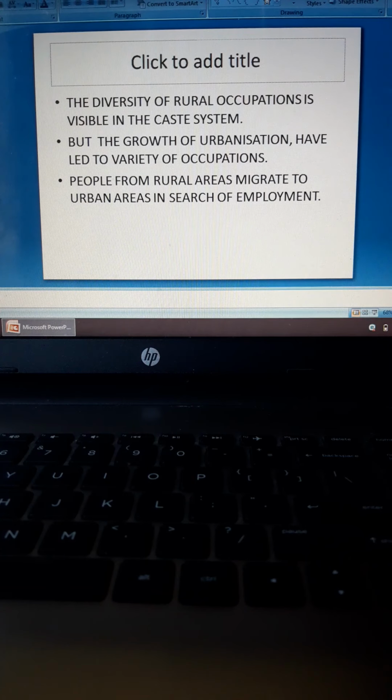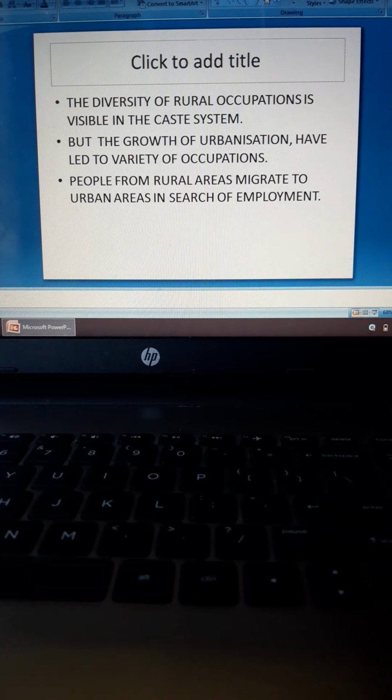The diversity of rural occupation is visible in the caste system. You know how in the caste system, the different caste groups perform different occupations. Like the Brahmins are engaged in priestly activities and in teaching, whereas the Shudras are asked to do menial jobs for the upper caste. They have to serve the upper caste and do all the work that the upper caste will not indulge in. Because of that, there is diversity in the occupation of each caste group.